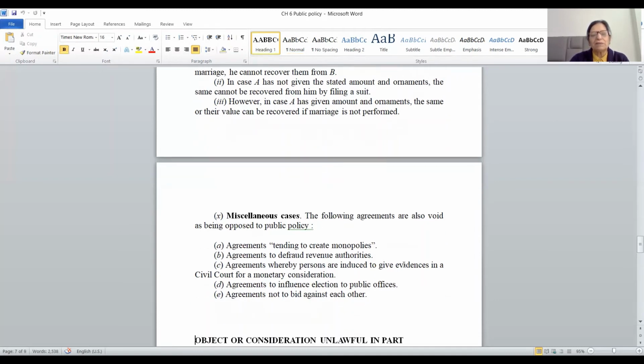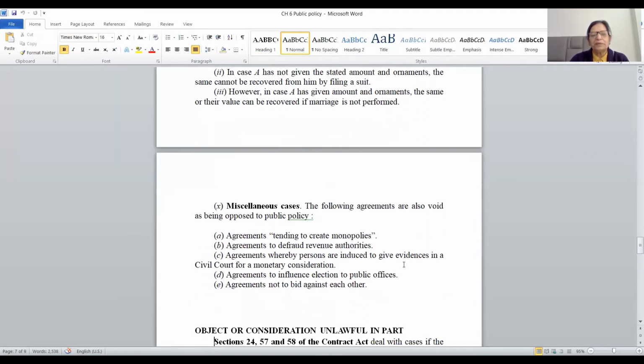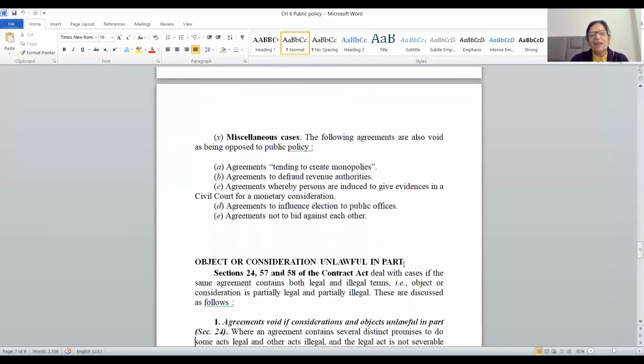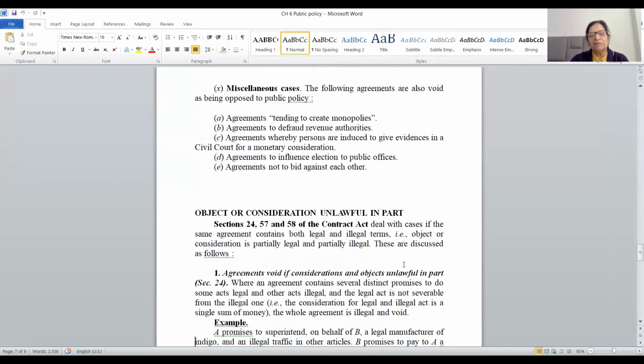So friends, I have explained all the points now. If a question is asked, what do you mean by the term public policy, and which are the agreements which have been regarded as opposed to public policy, then all these points you will have to write along with the explanation or case laws which I have explained. I hope you must have understood the points, and if you have any doubt, do write in the comment section. And now I'll take up the second question.